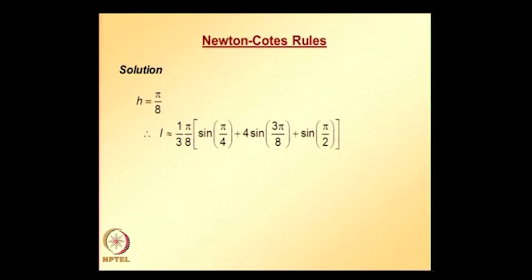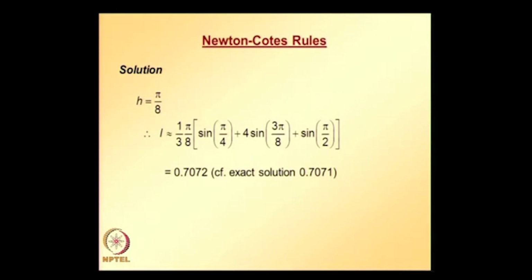and the function value evaluated at these 3 points and multiplied by the corresponding weights results in this, which can be simplified to this. And when we compare this solution with the exact solution, which is 0.7071, we can observe that it is very closely matching with the exact solution, because in Simpson's rule we actually evaluated the function at more number of points.